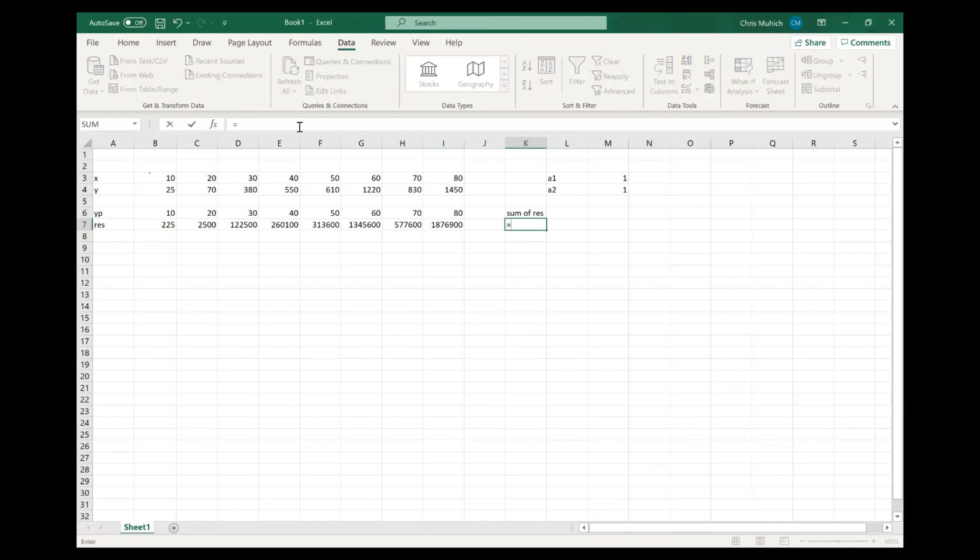So here in my formula bar, I'm going to use the sum command. And here I'm going to drag my cursor across the screen. We can see that we have B7 colon I7. This means it's going to sum from B7 all the way to I7. I can close that parentheses, hit enter, and it will sum that to give me my residual. I'm now going to go ahead and minimize this residual using Excel's minimizer command.